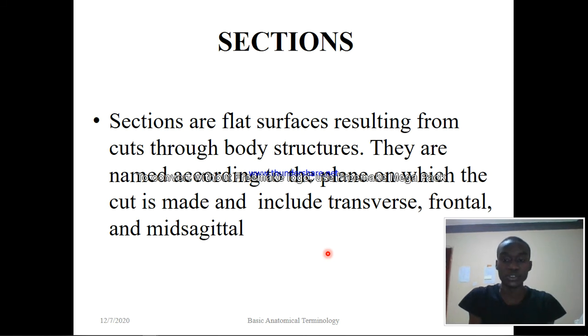And then body sections. What are body sections? These ones are flat surfaces. The other ones were imaginary. The planes were imaginary flat surfaces, and then the sections are not imaginary, they are real. These ones are obtained in real life. The sections are obtained in real life.